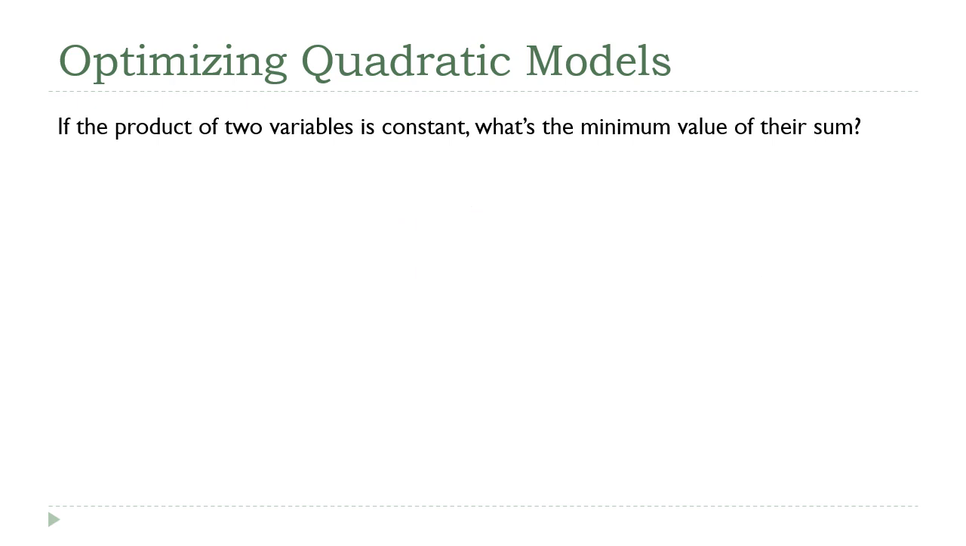So I've got a similar question here, but I kind of reversed things. Right? Instead of saying I know something about the sum and I want to come up with something about the product, in this scenario, I say, well, what if it's the product that's constant? Then what can I say about it? You notice this got reversed as well. What is the minimum value of their sum?